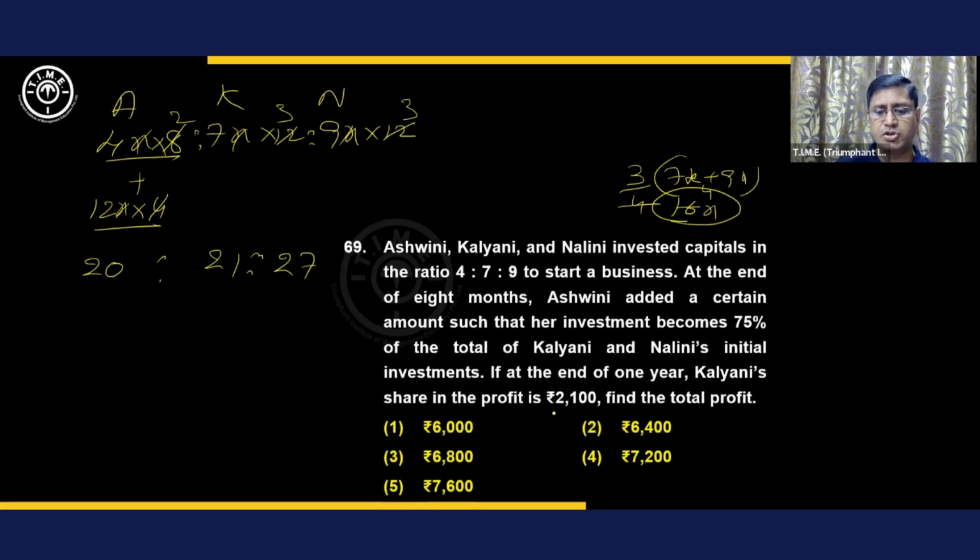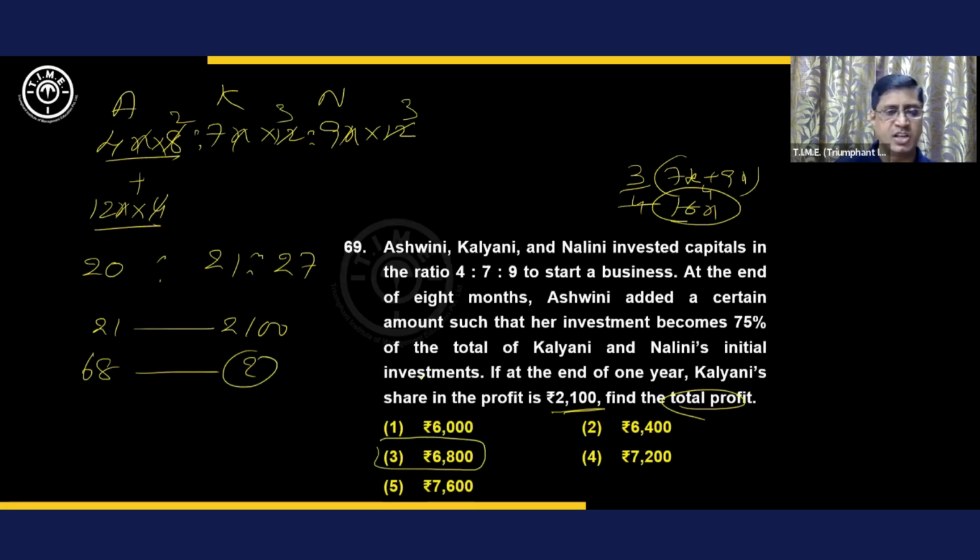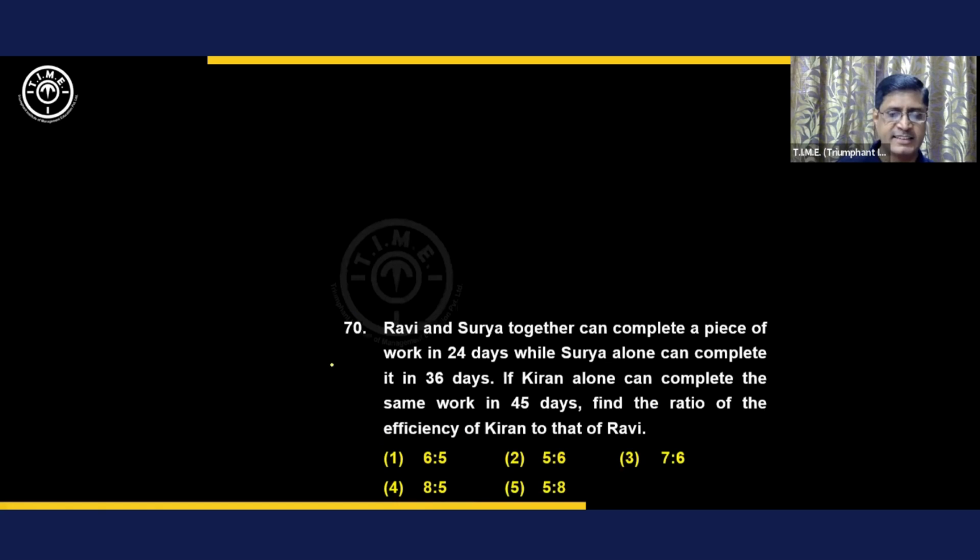Now Kalyani's share is 2100. 21 parts is equal to 2100. Then what to find? The total profit. The total profit means the sum of the ratios, that is 68 parts. 68 parts is equal to question mark, that is 6800. The right choice is option number 3. Third choice is the right answer. Now look at the next example on your screen.